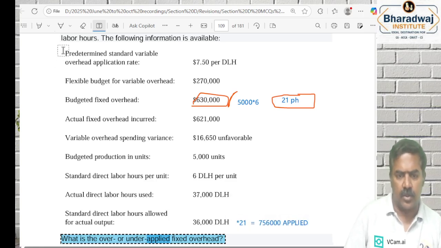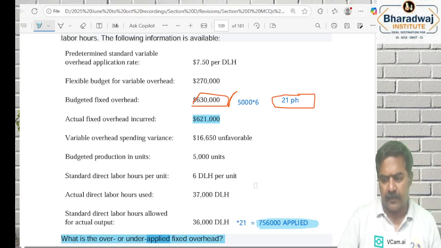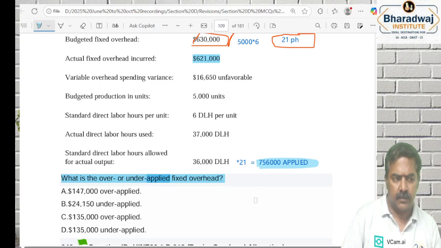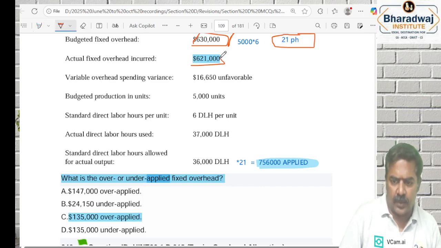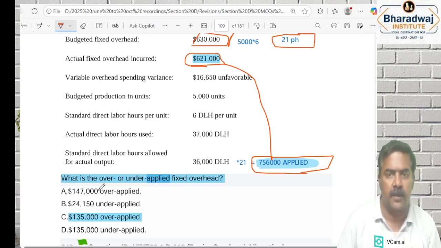What is the actual overheads incurred? 6,00,000. Applied overheads are 7,56,000. This is over applied. How much over applied? 1,35,000 over. So the overheads applied means charged based on the predetermined rate. So the difference is over applied.